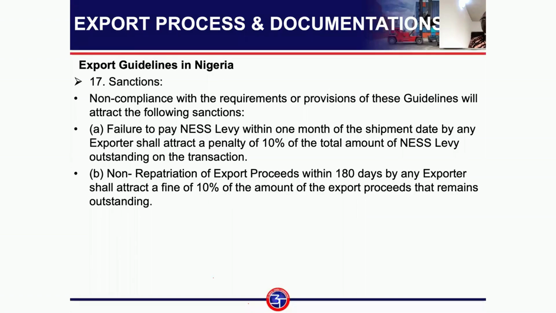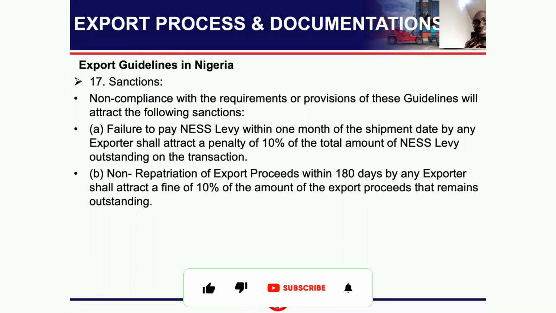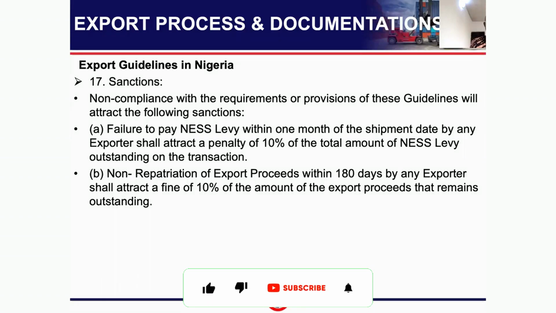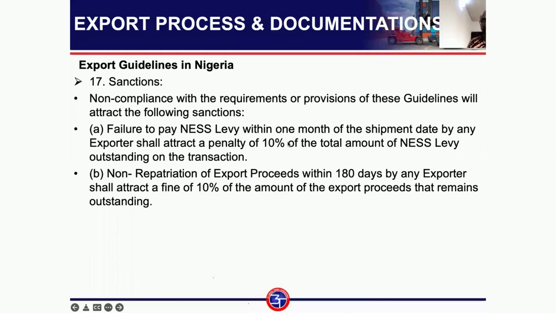Sanction. Non-compliance with any requirement or provision of this guideline will attract the following sanctions. Failure to pay the NESS levy within 1 month of the shipment date by any exporter shall attract a penalty of 10% of the total NESS fee outstanding on the transaction, and non-repatriation of export proceeds within 180 days by the exporter shall attract 10% of the amount of the export proceeds that remain outstanding.